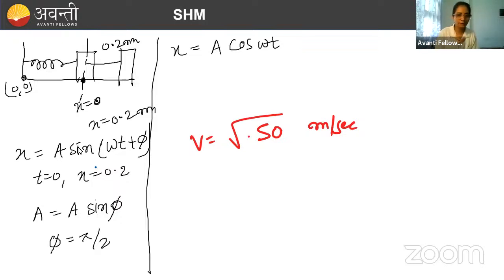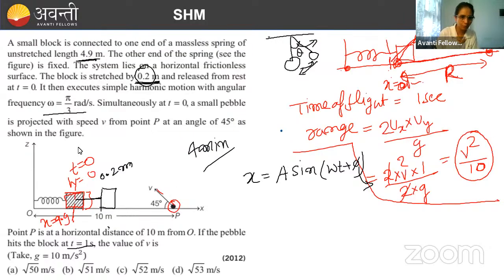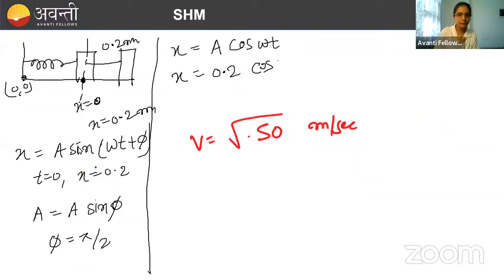Now we have to see what the value of x will be at t equal to 1 second. So x equals, now you write, 0.2 was the amplitude, cos omega t. The value of omega given in the question is pi by 3. So here you write pi by 3 into 1 second, cos 60 is 1 by 2. So x is 0.1 meter, plus. The plus 0.1 meter means: this one is the equilibrium position, plus this direction, minus this direction.